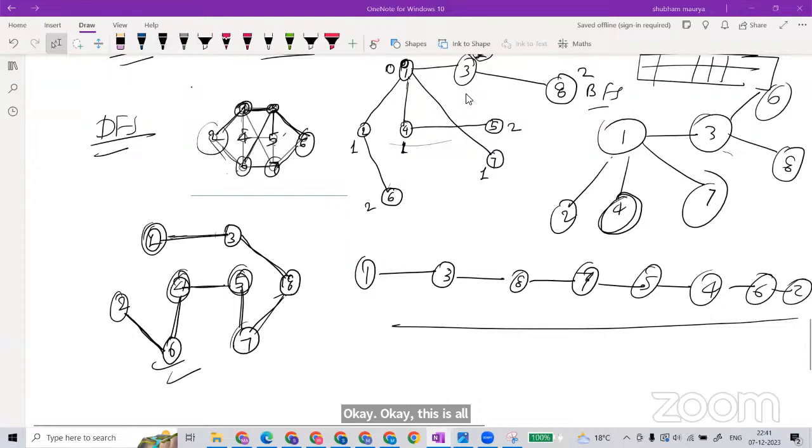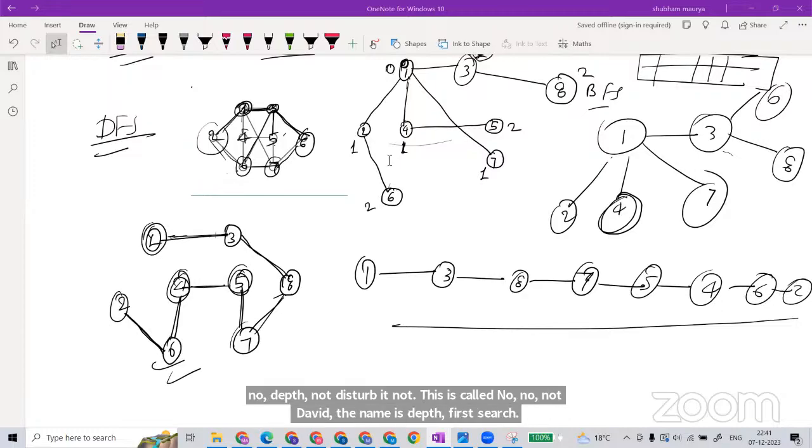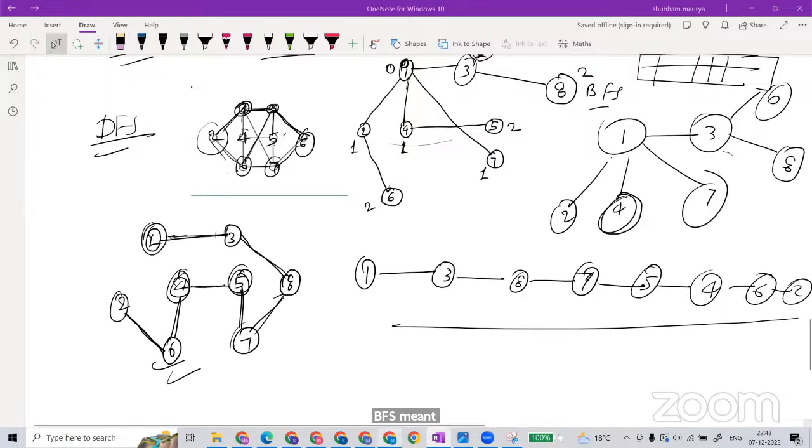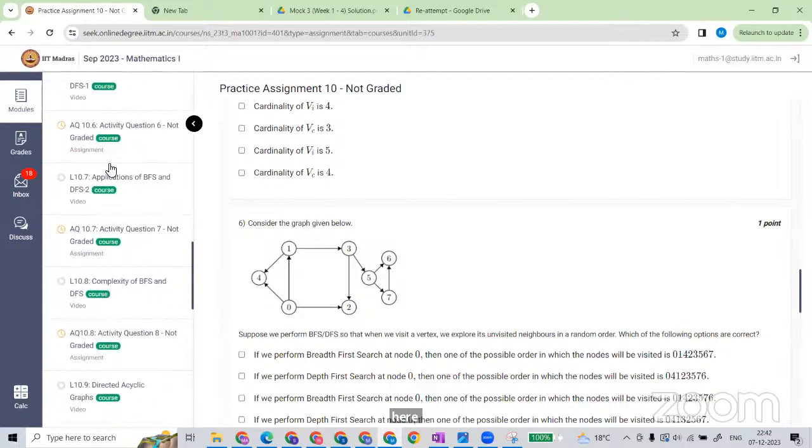Sir, DFS means distributed file system? No. DFS means depth first search, not distributed. BFS means breadth first search. The name is already given. But sir, in a Google search the name is about data... No, that is a Google search, it lists many words. Here our purpose is that DFS means depth first search, and BFS is breadth first search.